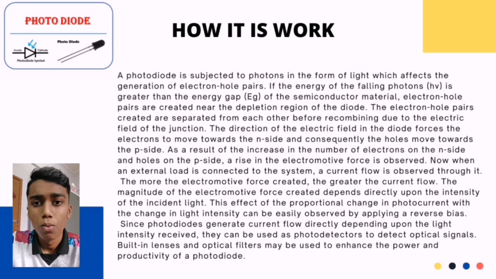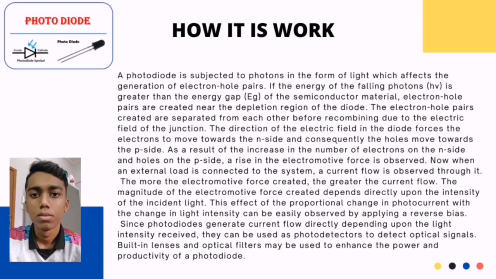How does a photodiode work? A photodiode is subjected to photons in the form of light, which affect the generation of electron-hole pairs. If the energy of the incident photon is greater than the energy gap of the semiconductor material, electron-hole pairs are created near the depletion region of the diode. The electron-hole pairs created are separated from each other before recombining due to the electric field of the junction.